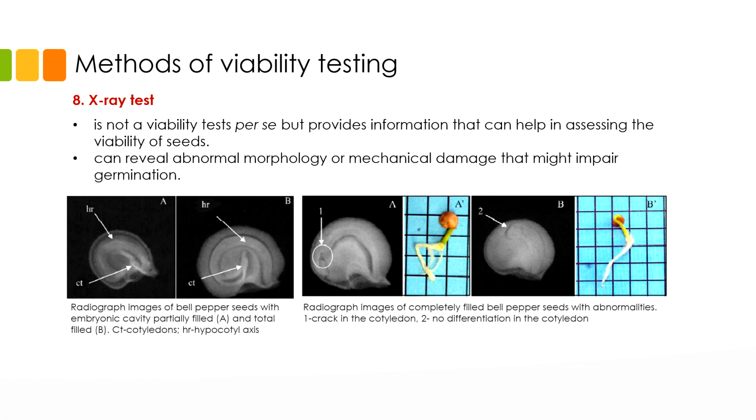In the left panel, radiograph images of bell pepper seeds show a partially filled embryonic cavity in A and a completely filled embryonic cavity in B. In the right panel, X-ray images of fully filled bell pepper seeds display abnormalities. In picture 1, there is a crack in the cotyledon, while in picture 2, there is no differentiation in the cotyledon.